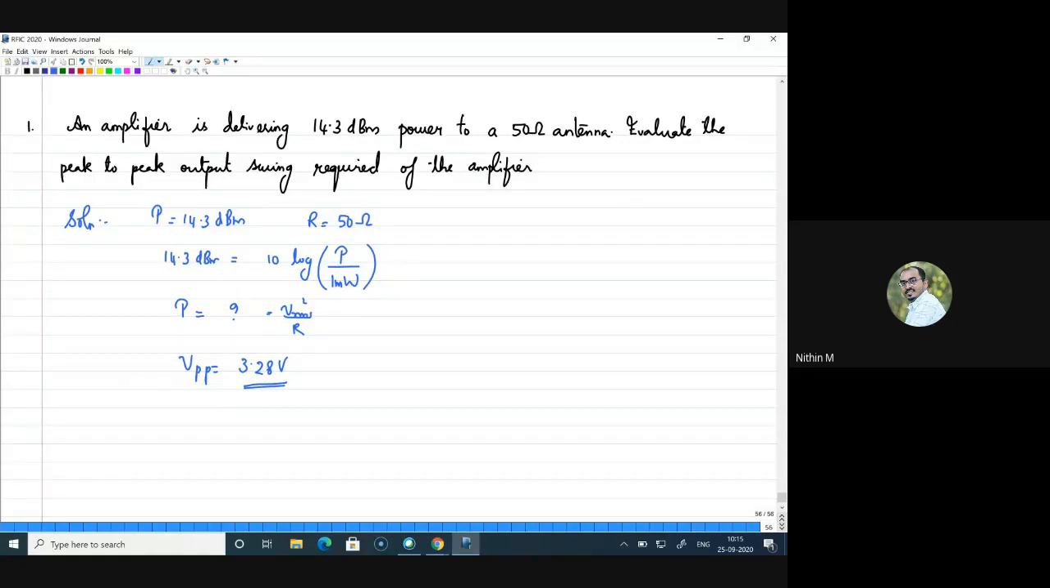So peak to peak is equal to 3.28 volts. I hope this is clear. Any doubts in this? I hope you all got the final answer as 3.28. Can I get a response in the chat box? All right, thank you. So we'll move on to the next question.